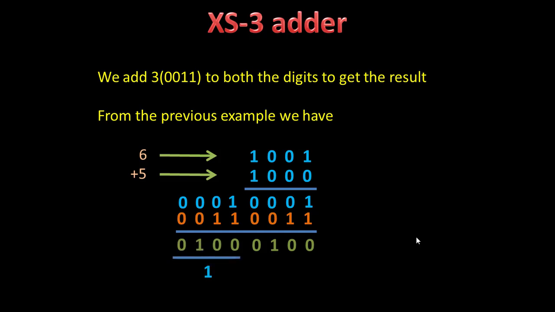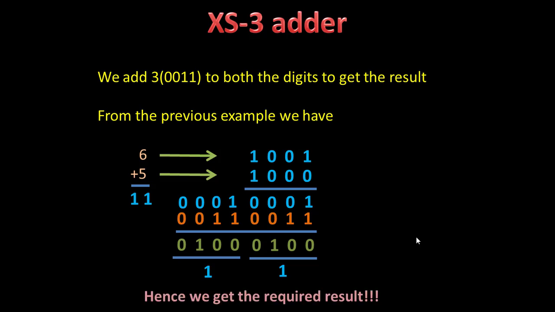Now 0100 is 1 in XS3 and this also is 1 in XS3. So the final result is 1 1. Of course that is expected, 6 plus 5 is 11. So we are getting the proper result now.